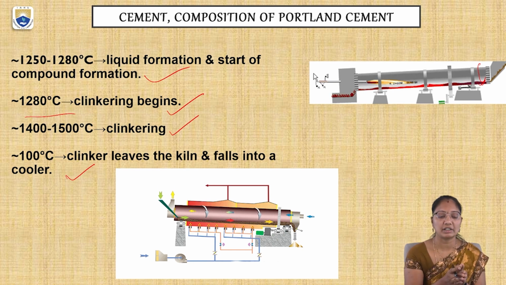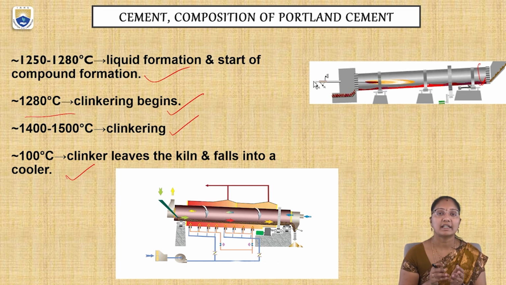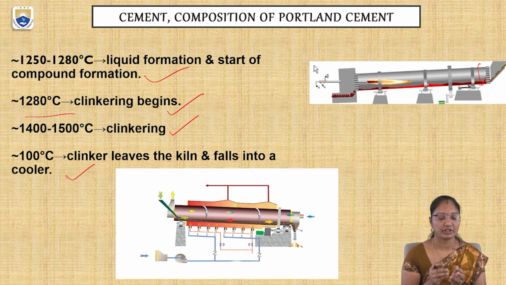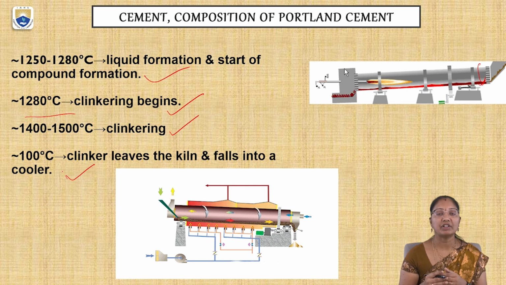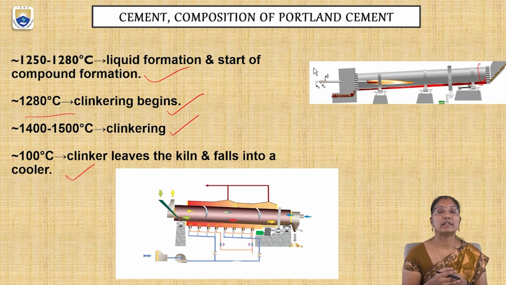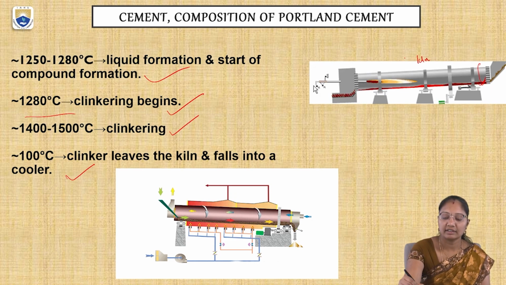Liquid formation starts at 1250 degrees centigrade, and at 1280 degrees centigrade the clinkering begins, where it is a pure mixture of calcium aluminates and silicates of calcium with small traces of magnesium oxide. After 1500, clinkering means particles of 0.5 to 5 centimeters are formed, which are called clinkers. After this formation, it leaves the kiln. This is the kiln, this is the rotating kiln.